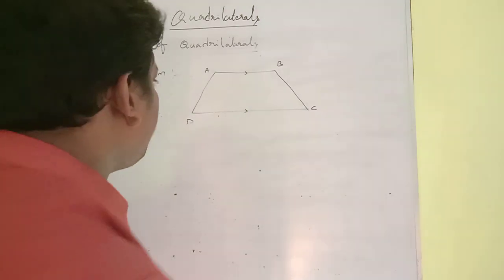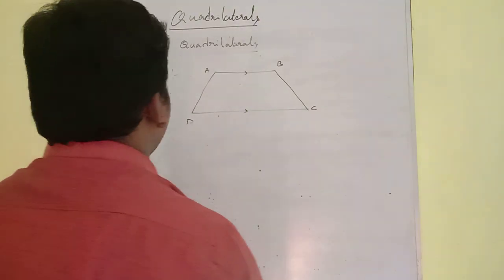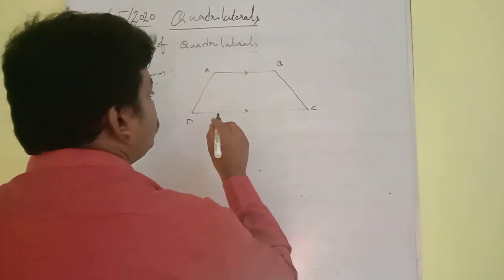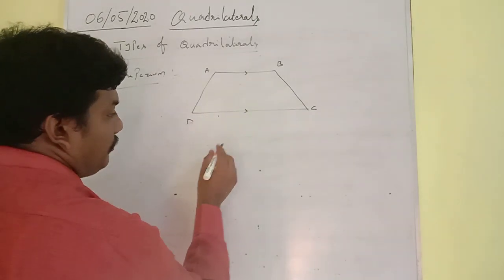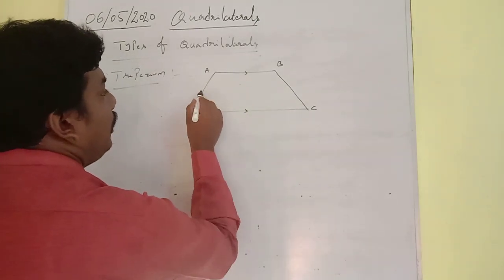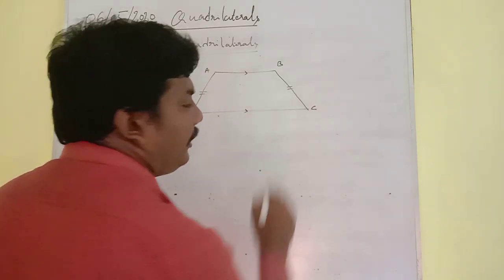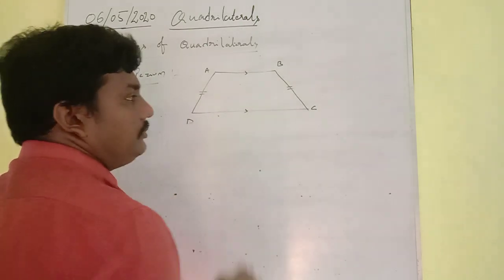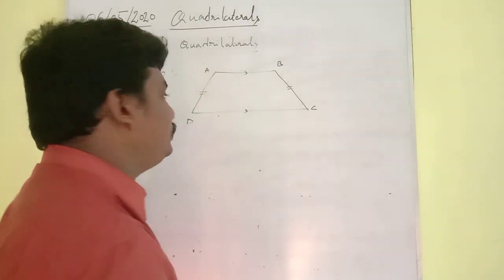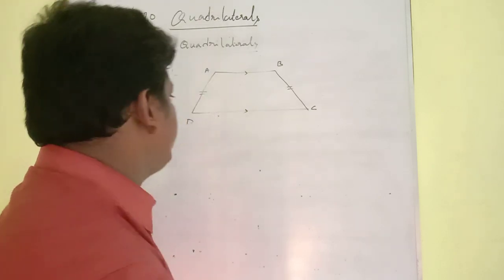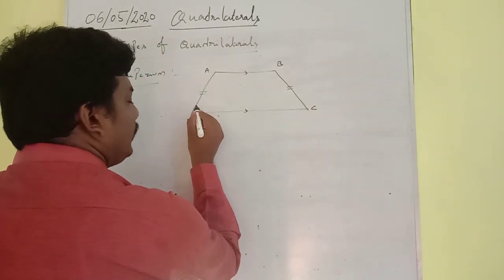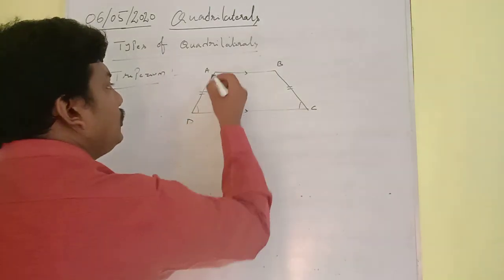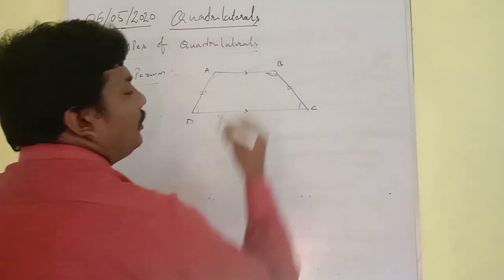So here, in a trapezium, one pair of opposite sides are parallel, and there are also types of trapezium. Consider the type isosceles trapezium. When the non-parallel sides are equal, then this trapezium is known as an isosceles trapezium. For an isosceles trapezium, these base angles are equal, and these base angles are equal.